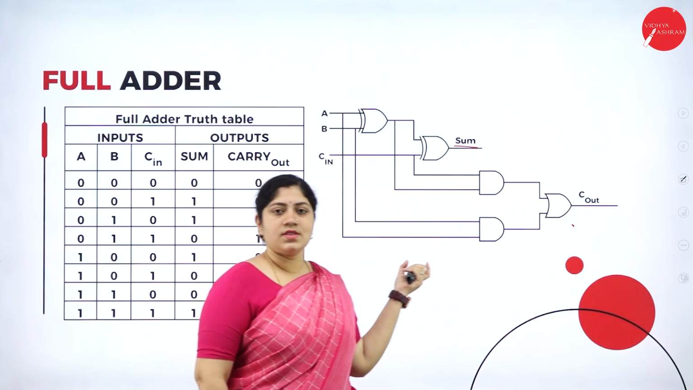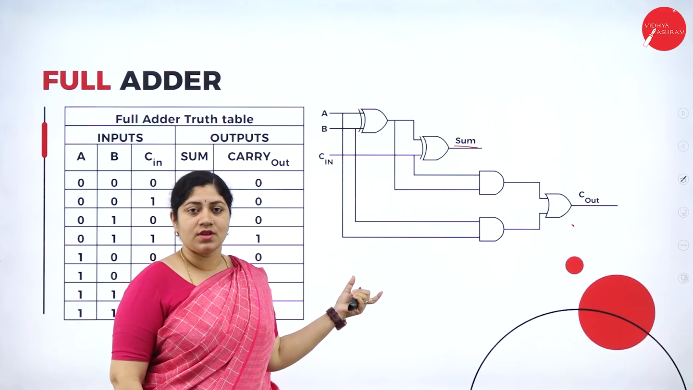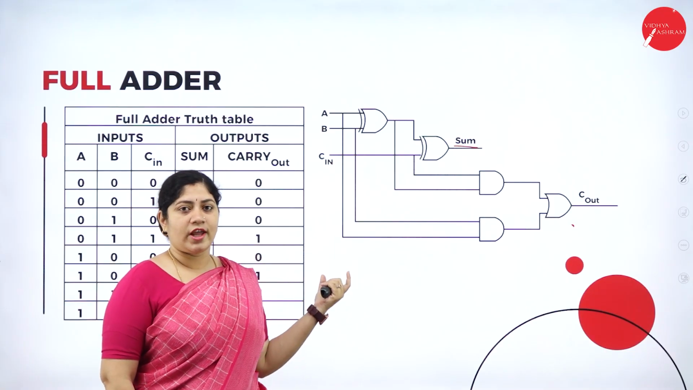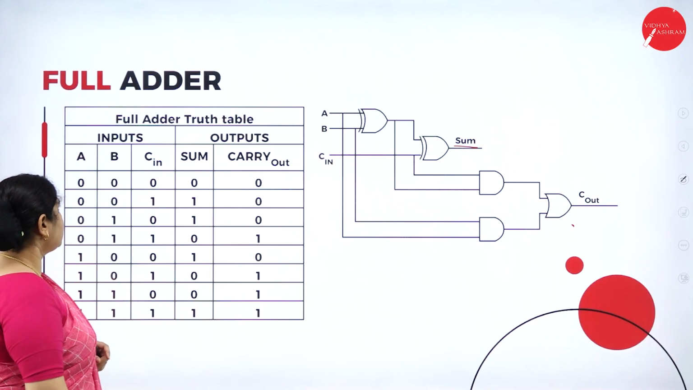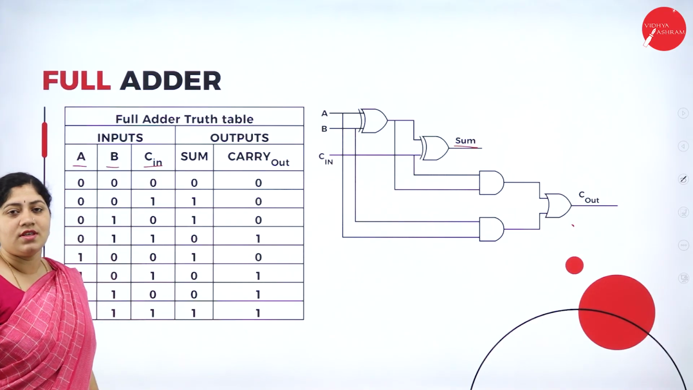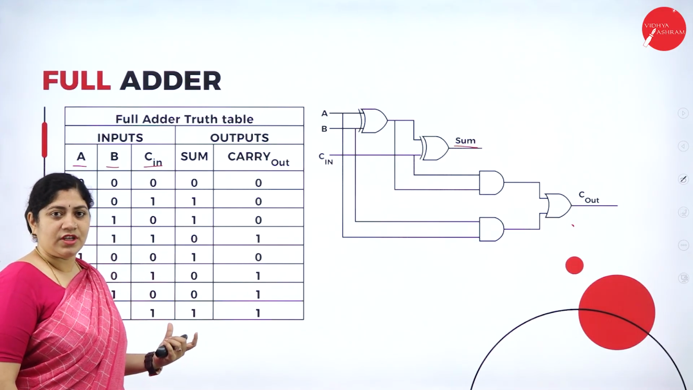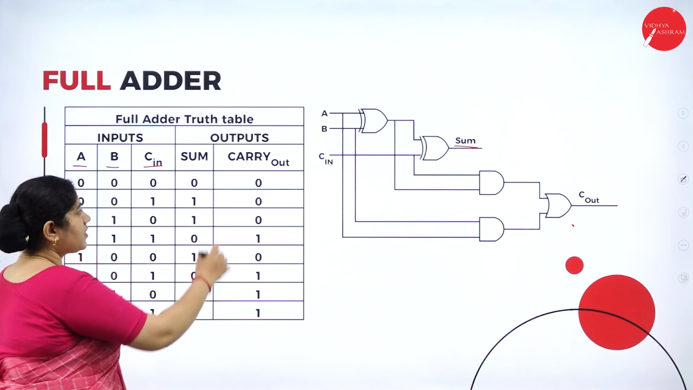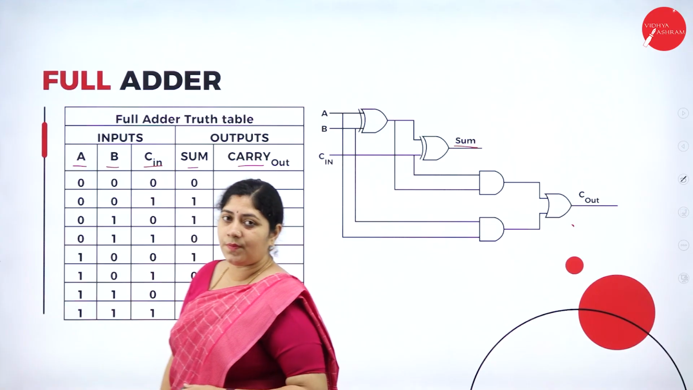So yes, this is a complete logic diagram, using basic gates to represent the expressions of sum and carry of a full adder. Done? So let's see a truth table with respect to this. As we are dealing with three inputs, A, B and C in, we will go with 8 combinations of zeros and ones, followed by our outputs, which are none other than sum as well as carry. So now let's see what is the combination of inputs.